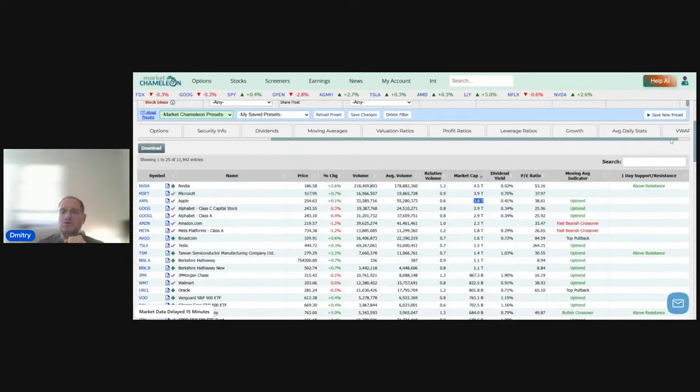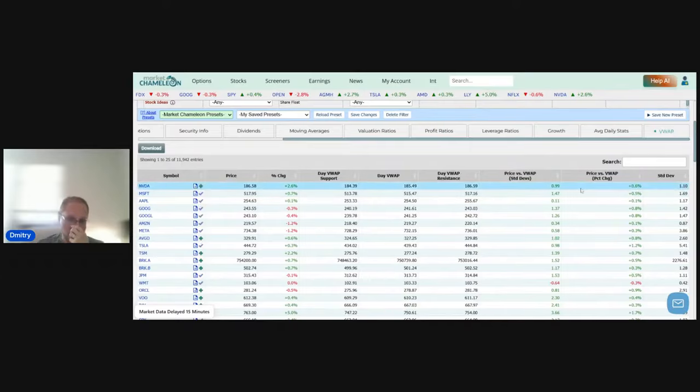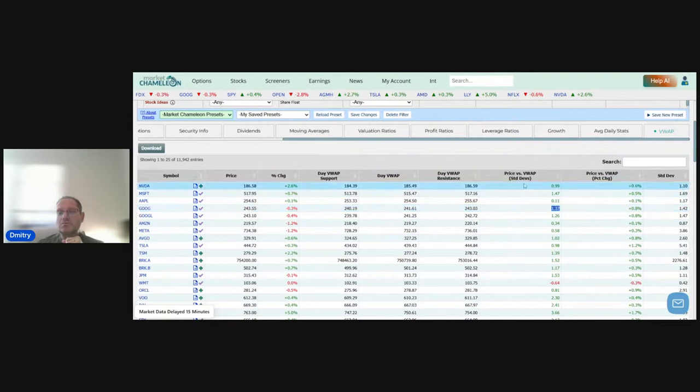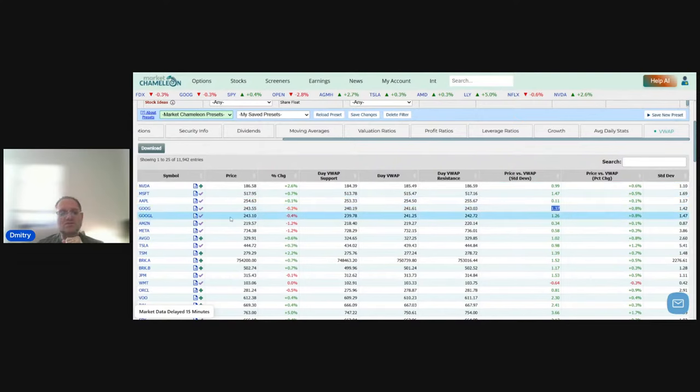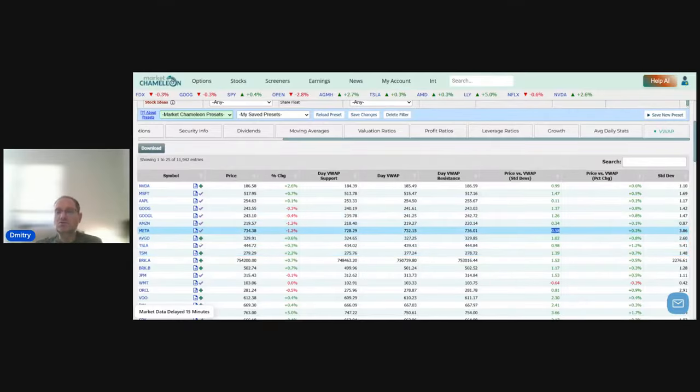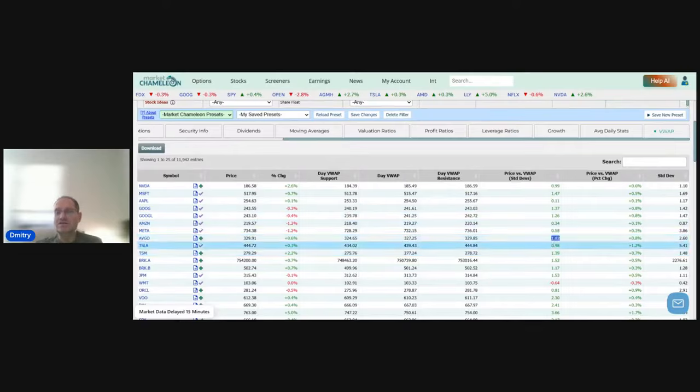We're going to come back here to the VWAP. So we see that all these are trading above, right? The price is above their VWAP. So it kind of looks like it's just the market moving higher. And you can see by how much, right? So this is it in standard deviation terms, right?